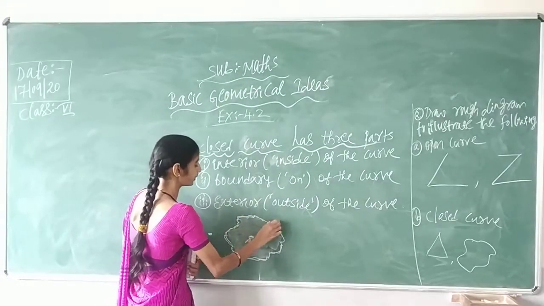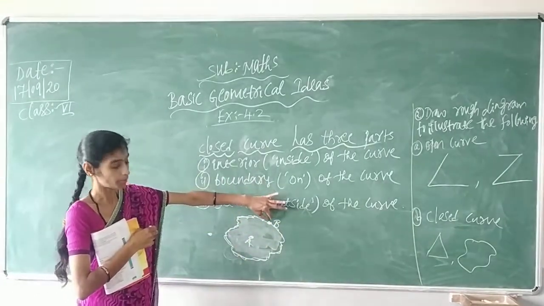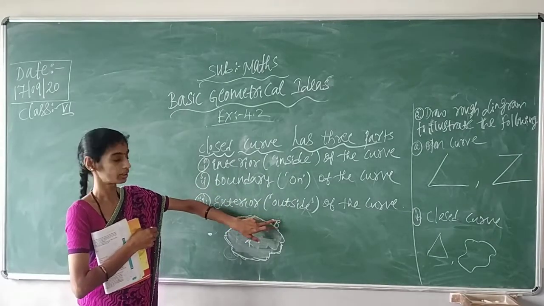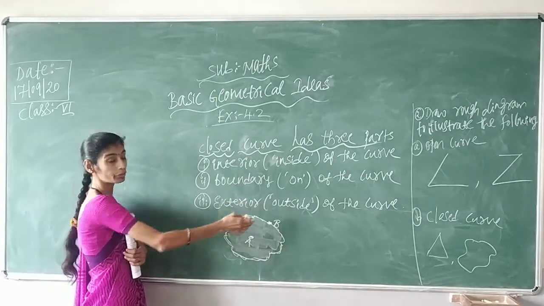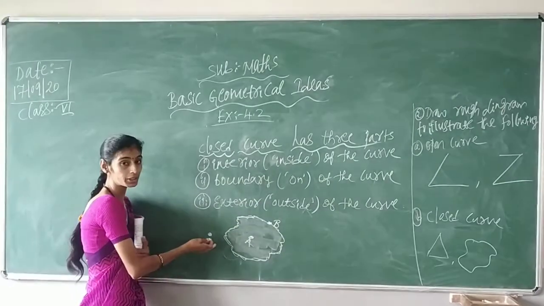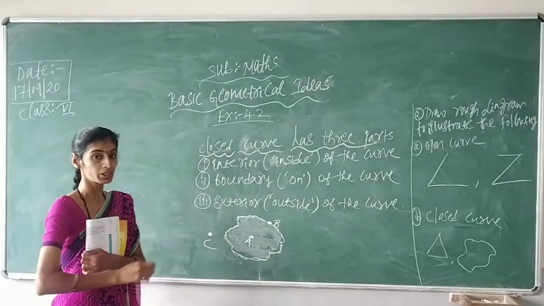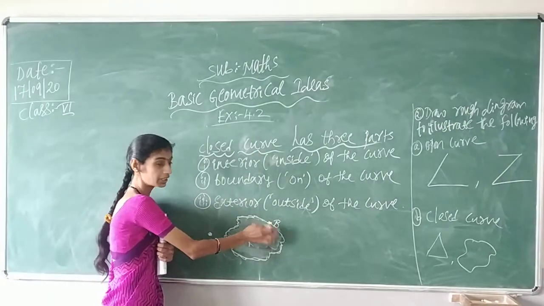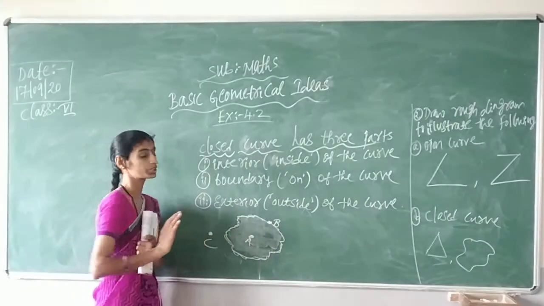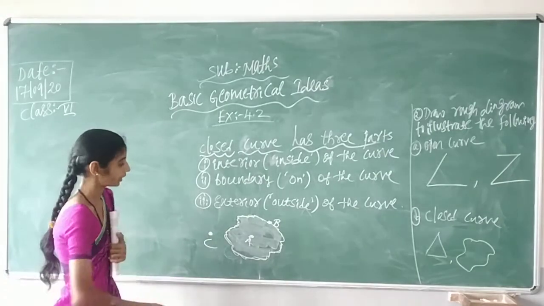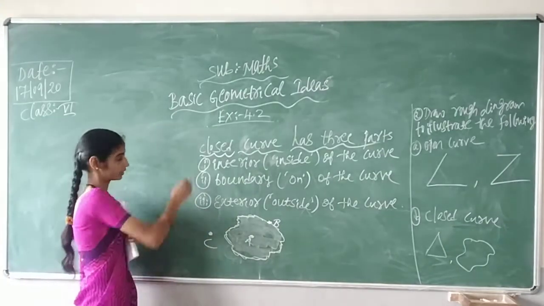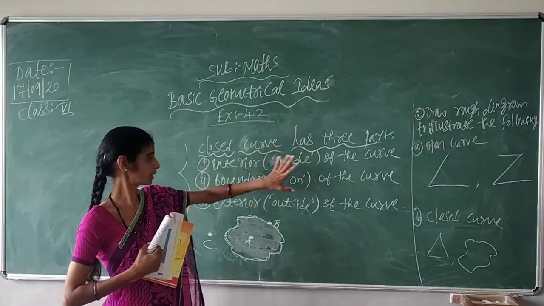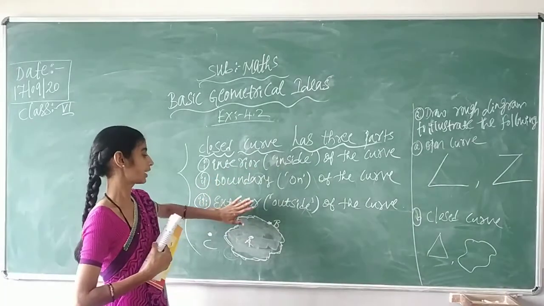Next you can take B. B is on the boundary. So on the boundary means on the line the name will be there. Then exterior of the curve means it is specified outside. So like C. So interior means it will be inside the closed curve. Boundary means it will be on the line, and exterior means it will be outside the curve. Okay. I hope you all understood children. You need to write this also in your class work. So usually closed curve has 3 parts, that is interior, boundary and exterior.